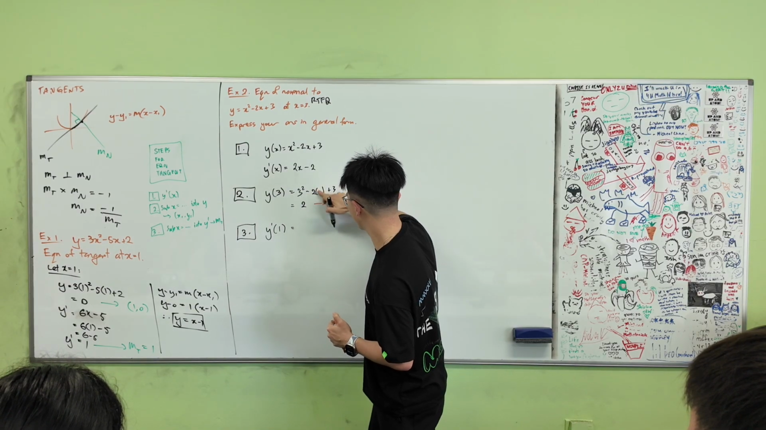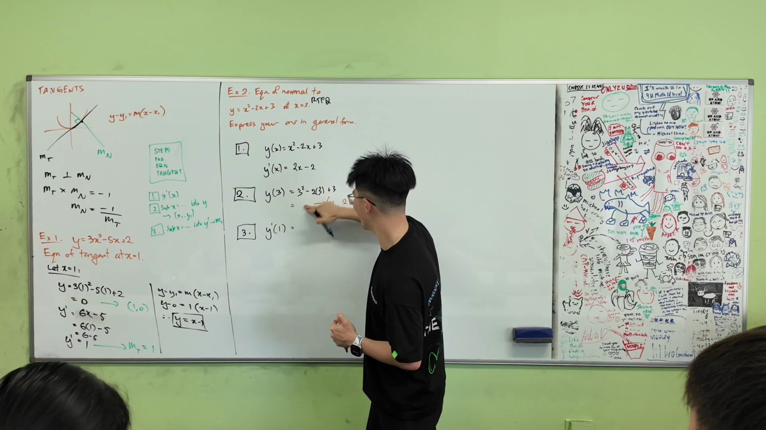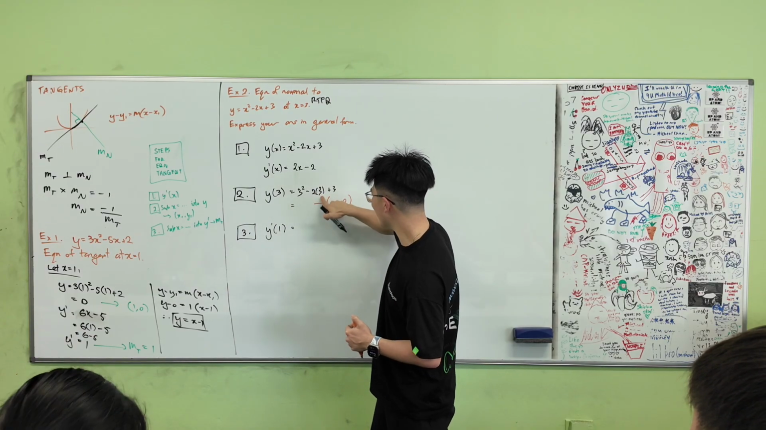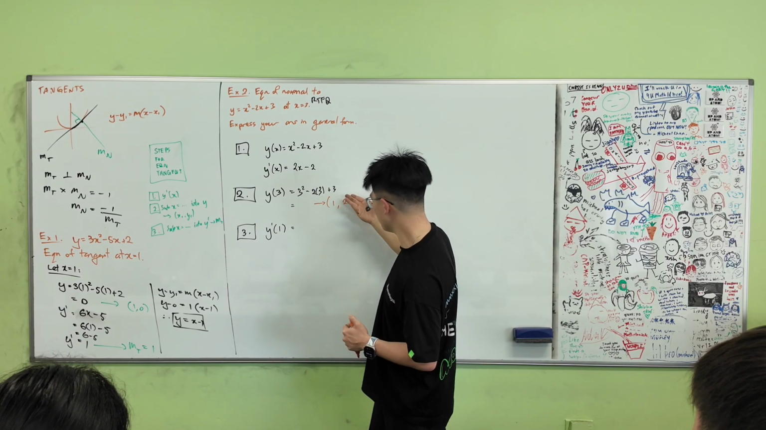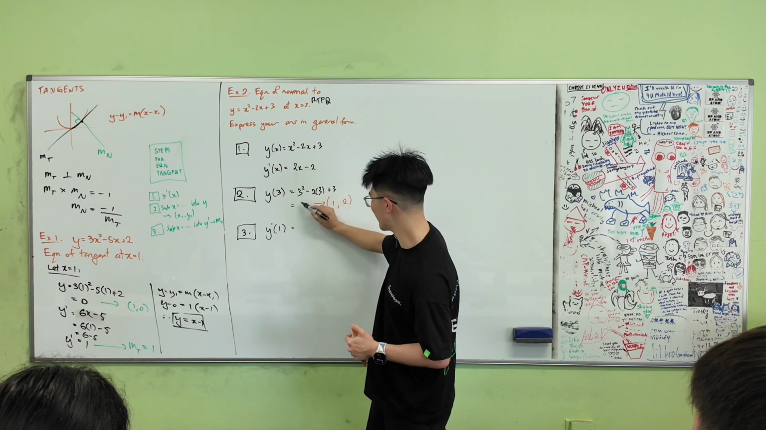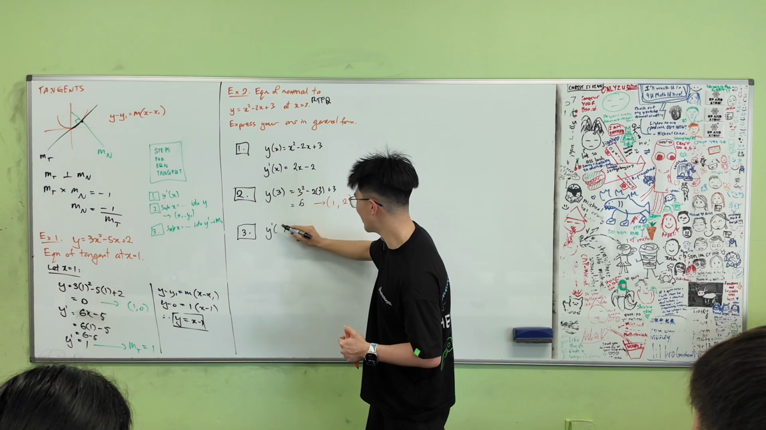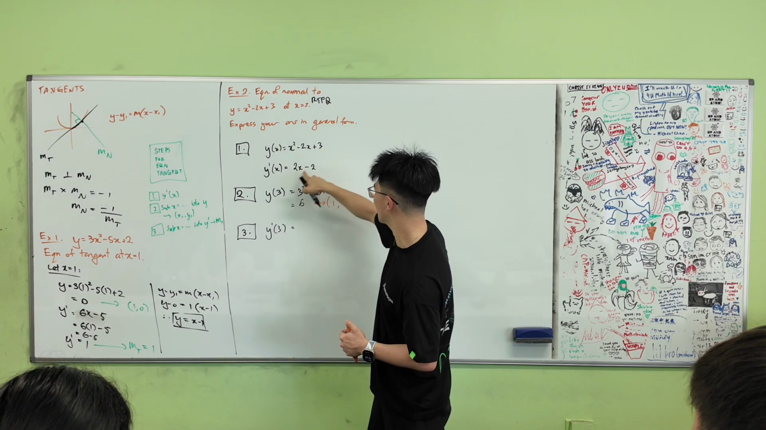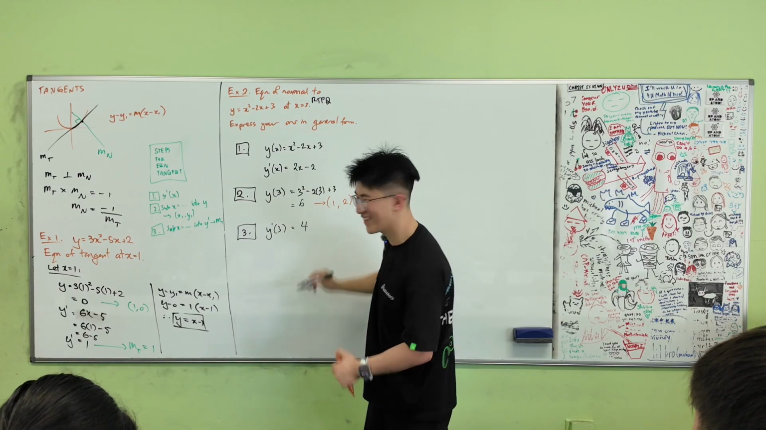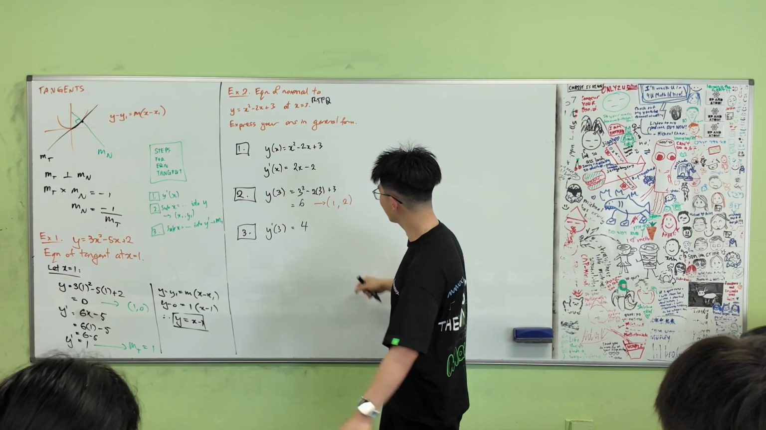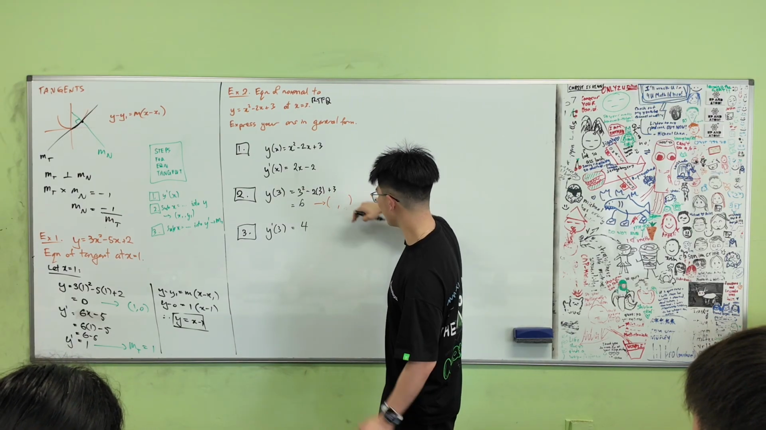3 squared, 9 take away 6 plus 3. Does that become 0 again? 6. Testing you guys. Y dash of 3. That's 2 times 3 minus 2, 4.